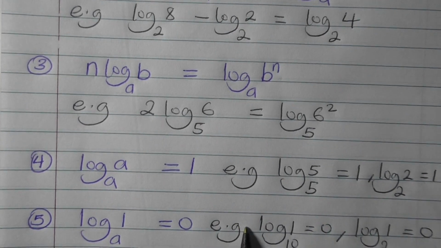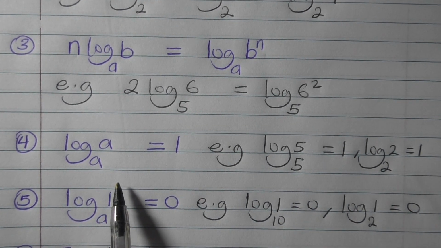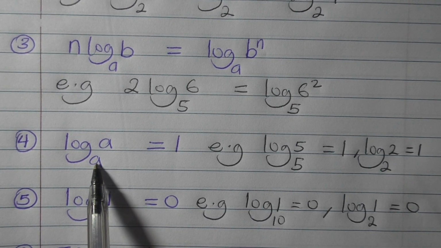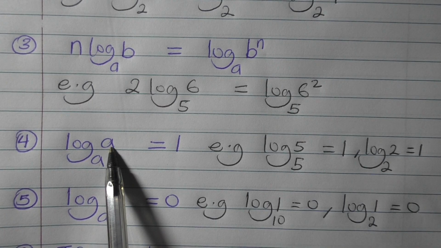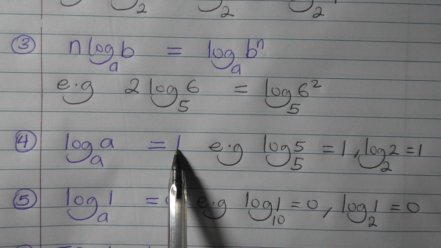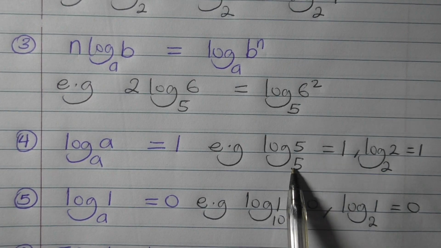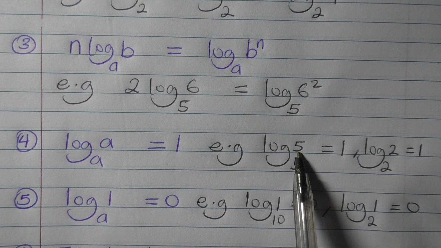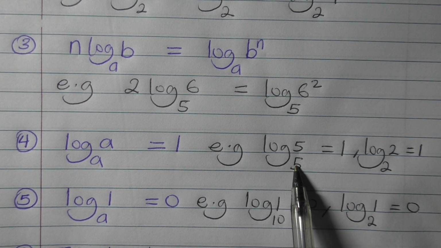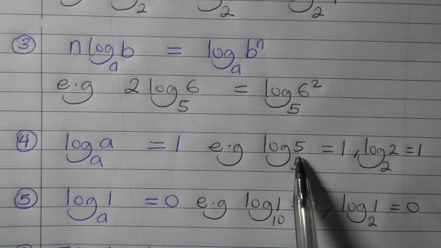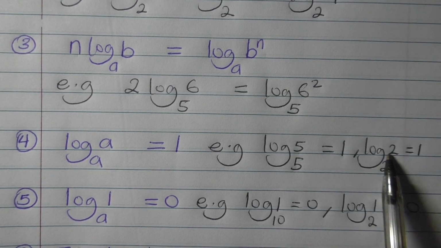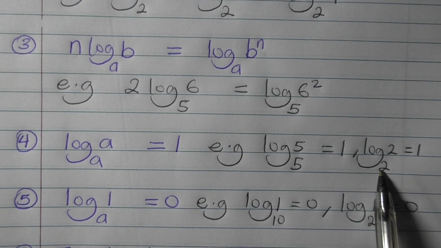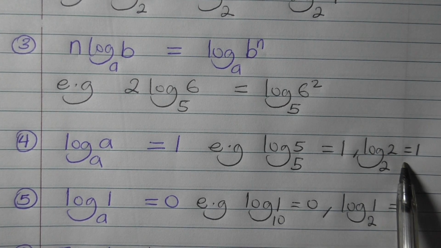We continue to law number 4. Law number 4 says that if the base is the same as the power, then that logarithm equals 1. For instance, if I have log 5 power 5, since the base is the same as the power, then that logarithm equals 1. The same applies to log 2 power 2. As long as the power and the base are the same, that logarithm is always equal to 1.